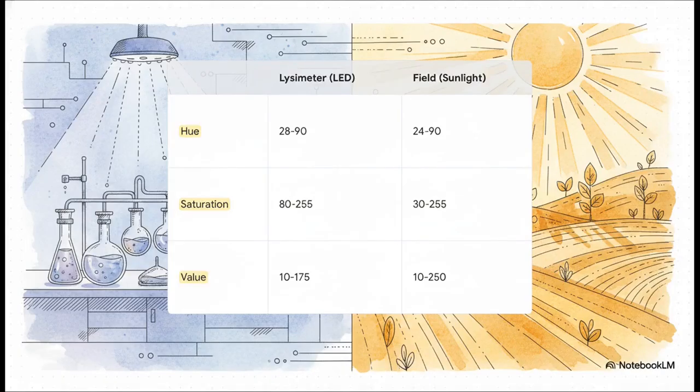Now, this is where it gets really interesting. Look at how the settings change depending on the conditions. On the left, those are the numbers for photos taken in a lab, under perfect, consistent LED lights. But on the right, that's for photos taken out in a field under natural sunlight. Notice how the saturation and value numbers are totally different? You have to adjust for the real world. That calibration is absolutely crucial.